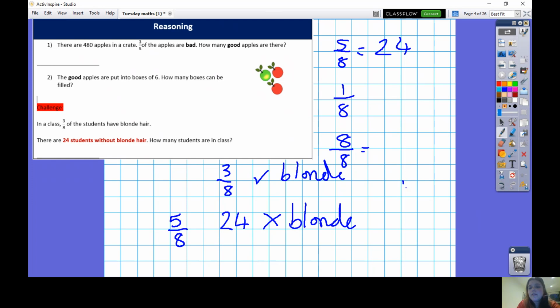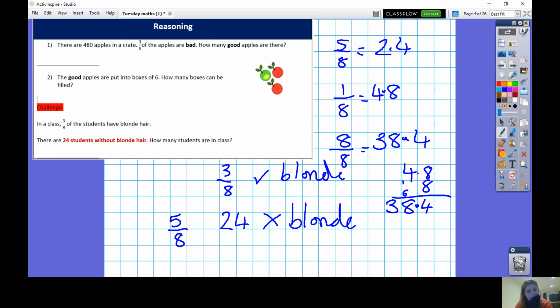Again, I'm going to use my favourite method of dividing by 10 to get 2.4 and timesing by 2 to get 4.8. Okay, 1/8 is 4.8, so now I'd have to do 4.8 multiplied by 8 in order to get the total. 8 times 8 is 64, 8 times 4 is 32, add 6 is 38. 38.4 students in total.